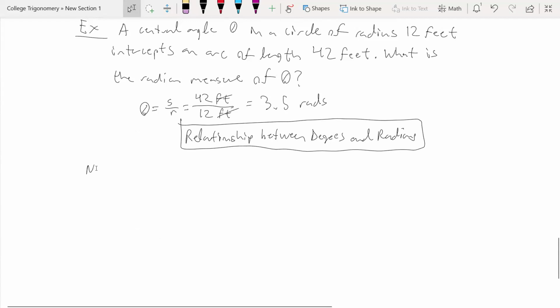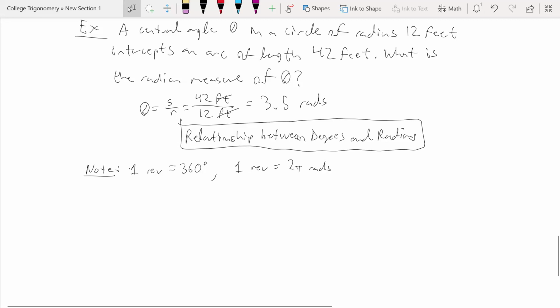So let's make a quick note here, because we talked about some things already. We know that one full revolution, REV stands for revolution, is 360 degrees. We rotate a full circle, we've gone 360 degrees. We also know that one full revolution is 2 pi rads.